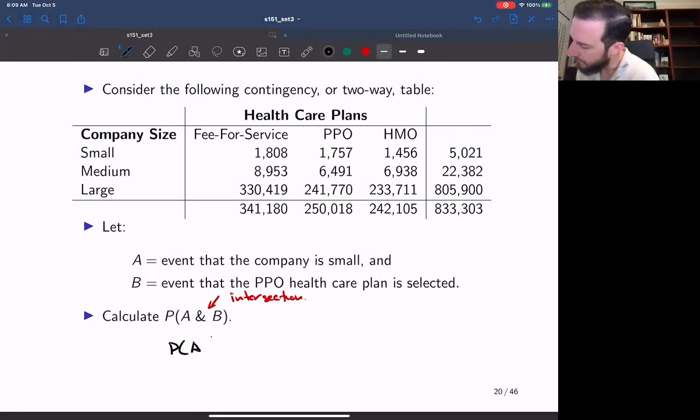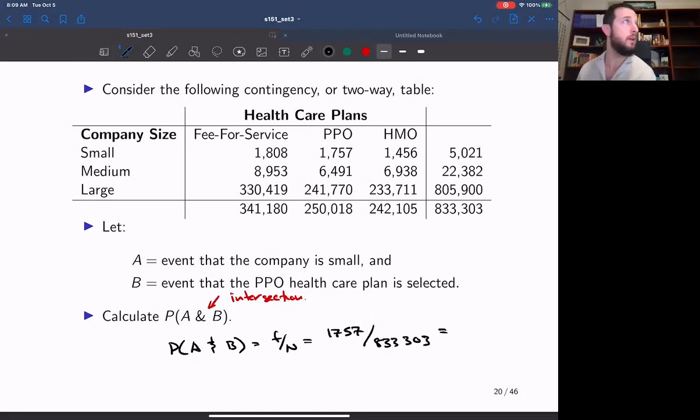So P of A and B is going to be little f over N. This is going to be a small PPO. So 1,757 divided by 833,303, which is 0.002.